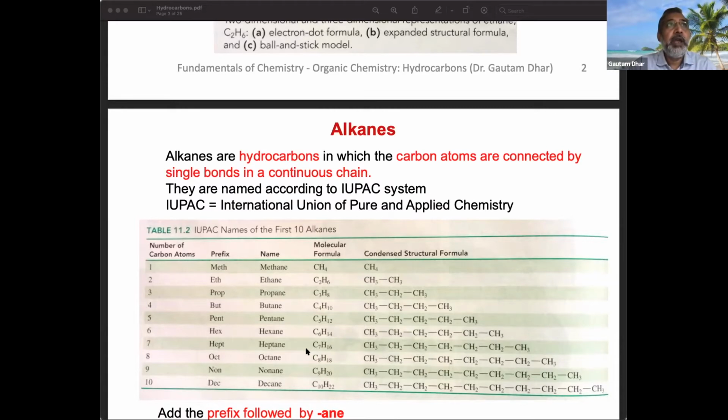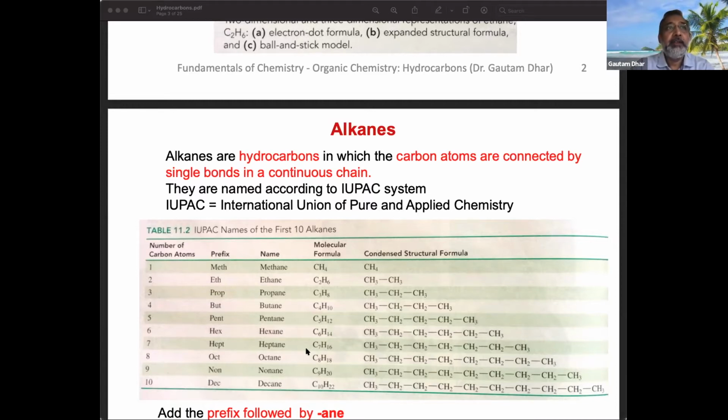For alkanes with one carbon atom, we have the prefix meth. Anything that has one carbon atom will carry the prefix meth. If it is an alkane, we add ane and say methane. If it's an alcohol, we say methanol. So we just add ol to it at the end.